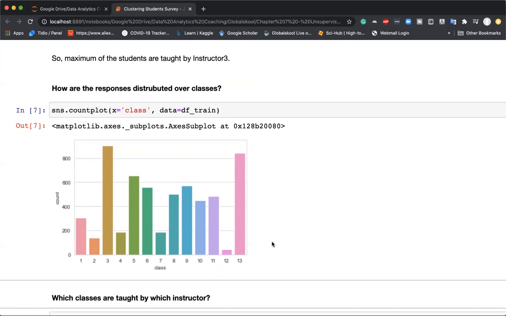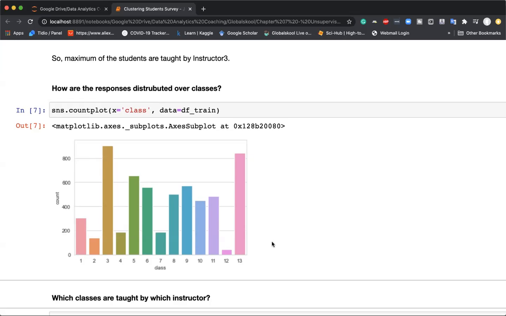So what was the most attended class? Yes, 3 and 13 are the ones we had the most responses for, and the least are 2 and 12. Okay, 2 and 12. Great.